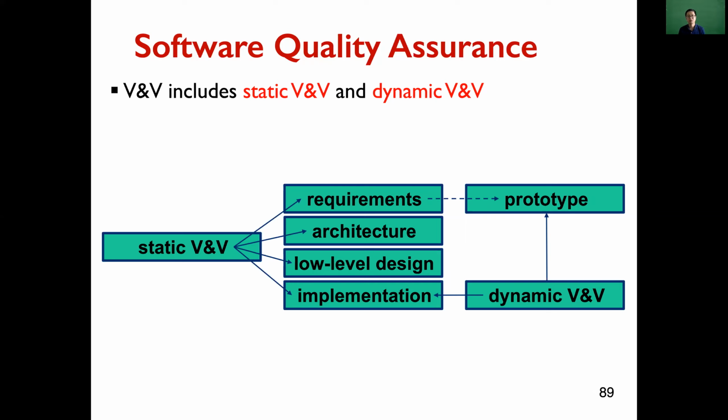So we can do static verification and validation at different stages, from requirements to architecture, from low-level design to implementation. However, usually we can only do dynamic verification after implementation, because only after implementation we can run the system, we can see the dynamic outputs. But sometimes there's a prototype after requirement specification is finished. A prototype is a simplified version of the software implemented. So we can run this simplified version to do the dynamic verification and validation.